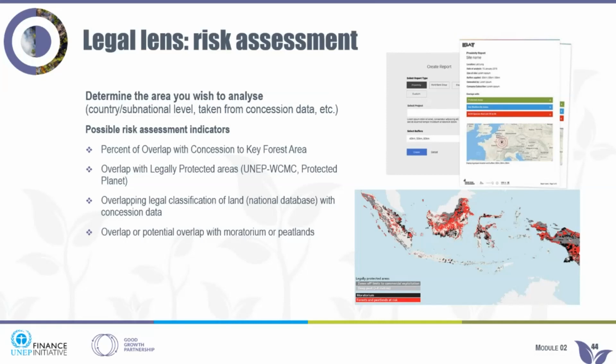This could be done through the UNEP WCMC monitoring tools and Protected Planet. You could look at the overlap with potential moratoriums on peatlands. So there's a number of ways that you could do a first cut of your risk assessment.